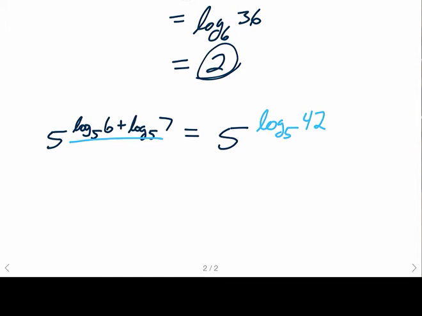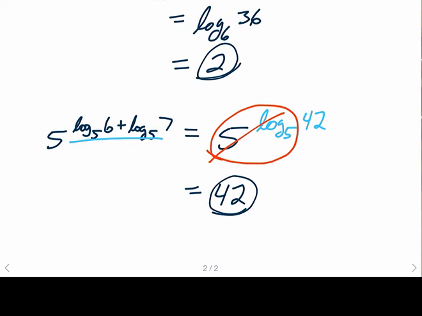So combining the sum that's in the exponent, I get 5 to the log base 5 of 42. But now 5 to the log base 5 of anything is the thing, right? We have that cancellation property since the bases match. So the answer here is 42.